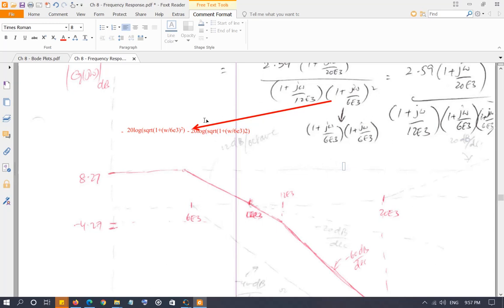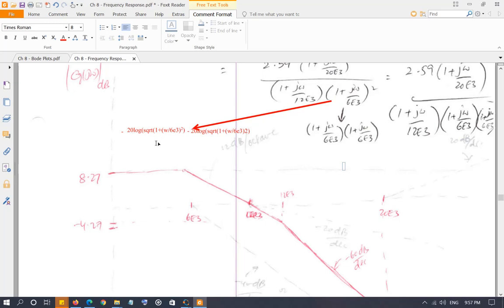They're going to be in the numerator with a negative sign because they're dividing, and the magnitude of each is going to be negative 20 log of square root of 1 plus omega over 6 exponent 3 squared. So both of these, when you add them together, it's going to be negative 40 log of square root of 1 plus omega over 6 exponent 3 squared. So as long as it is less than 6 exponent 3, you have 0. When it is greater than 6 exponent 3, you're going to have negative 40 log of omega over 6 exponent 3.